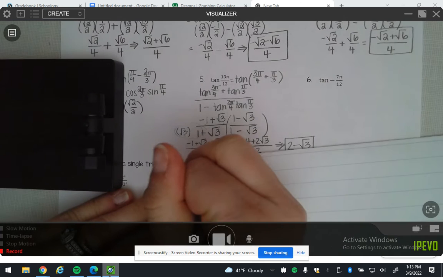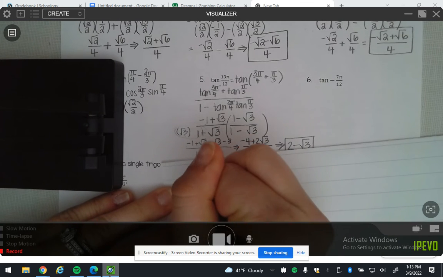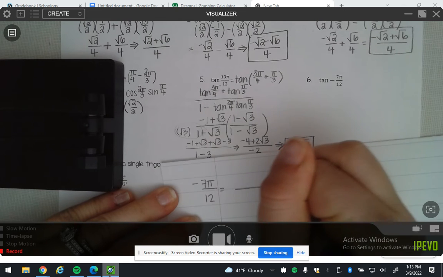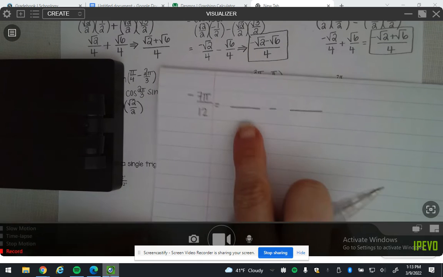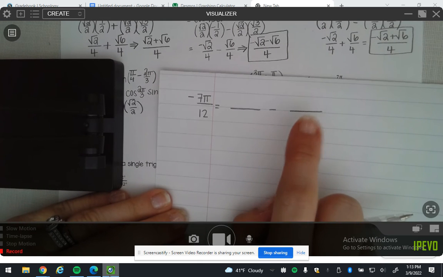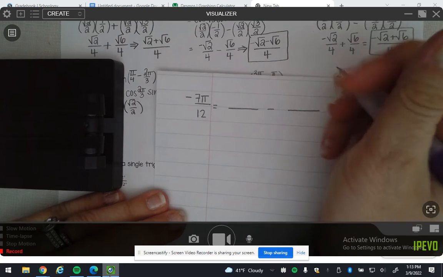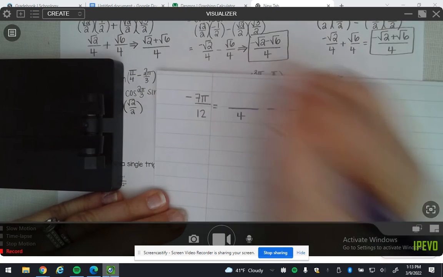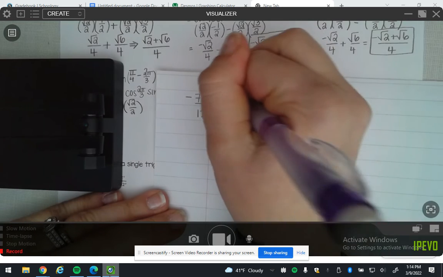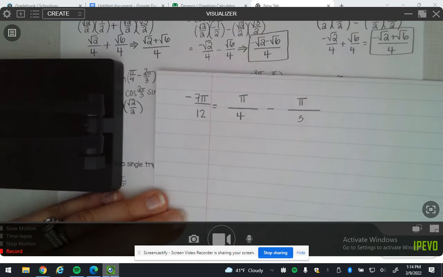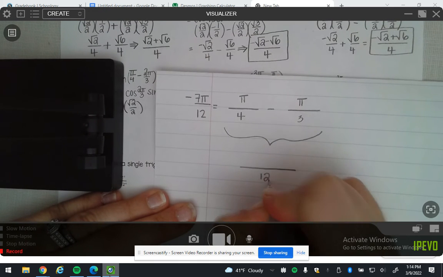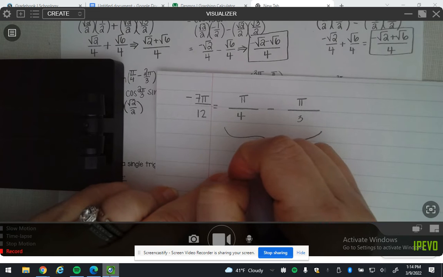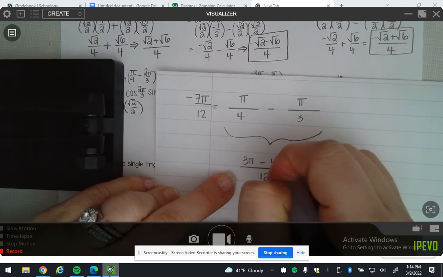All right. Negative 7 pi over 12. This time you have to subtract, right? So your bigger fraction has to go where, in the first spot or the second? The second, because you're getting a negative answer. So that means the 3 has to go here, the 4 has to go there, right? Bigger fraction, pi. Common denominator is 12, yes?